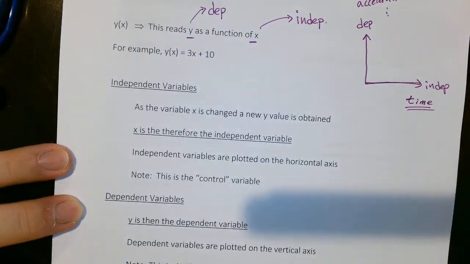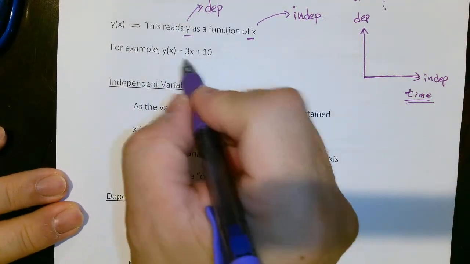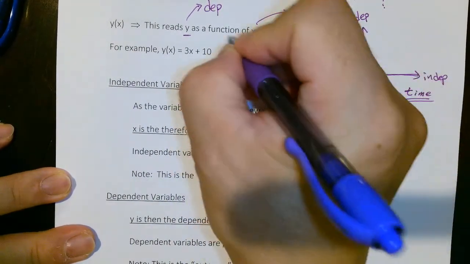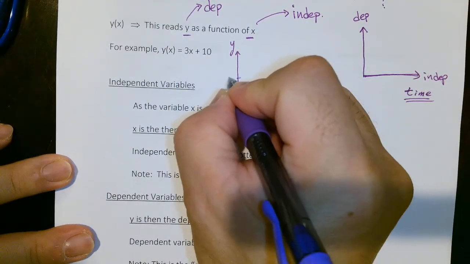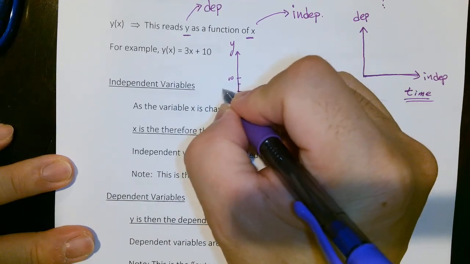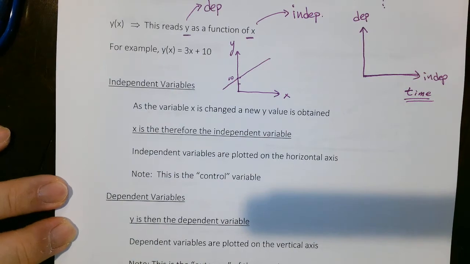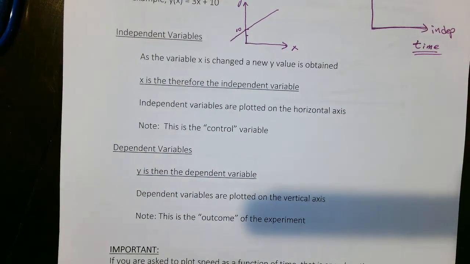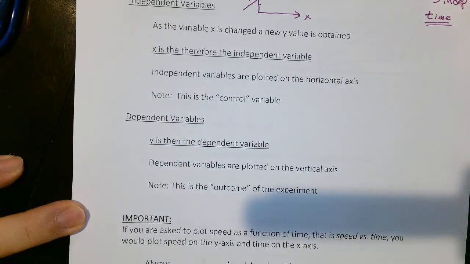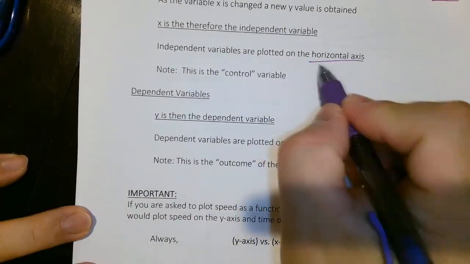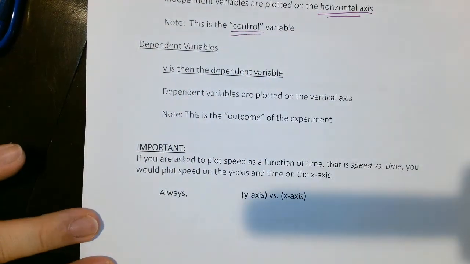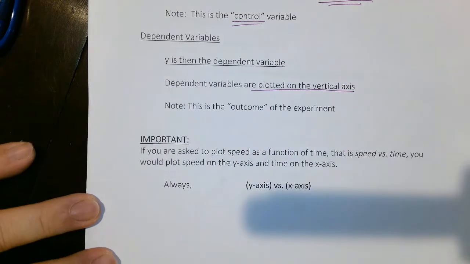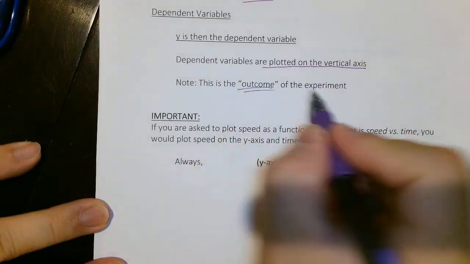Now, here's an example. This looks like a linear equation where the function y of x is equal to 3x plus 10. So we all know, if we were to graph this, here's your x, here's your y, right? Your y-intercept is 10, and it has a slope of 3, and then it goes like one of these, right? So as the variable x is changed, a new y value is obtained. We know that. The x is therefore the independent variable, right? Independent variables are plotted on the horizontal axis, and this is the control variable. The dependent variable, of course, is the y-axis, and it is plotted vertically, right? And this is the outcome of the experiment, all right?